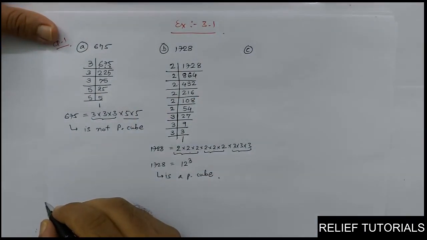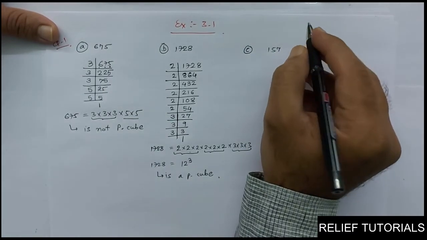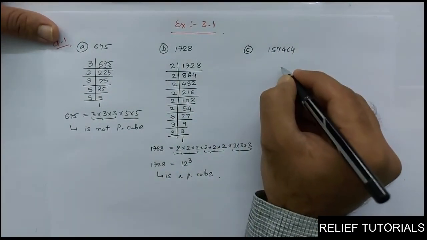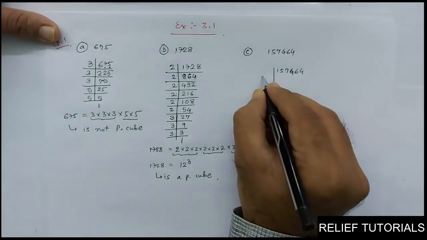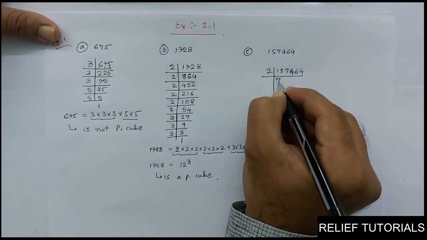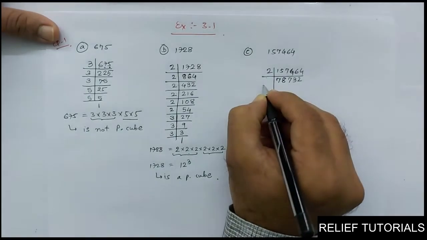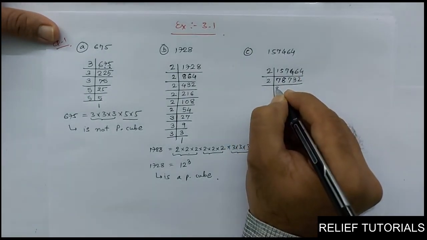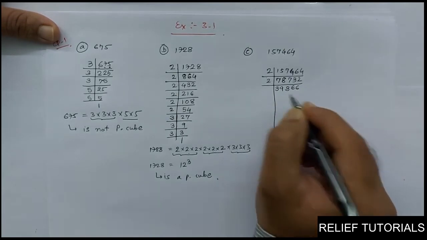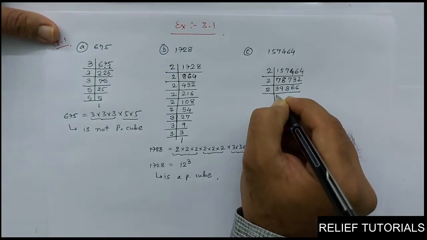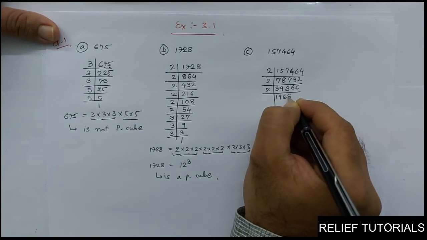C. It is 157464. Let us start division with 2. 2 7s are 14, 1 left, 2 8s are 16, 1 4, 2 7s are 14, 2 3s are 6, 2 9s are 18. Continuing the division by 2 gives 78732, then 39366, then 19683.